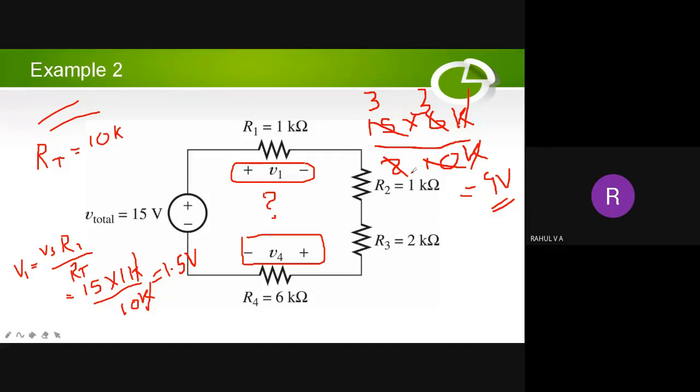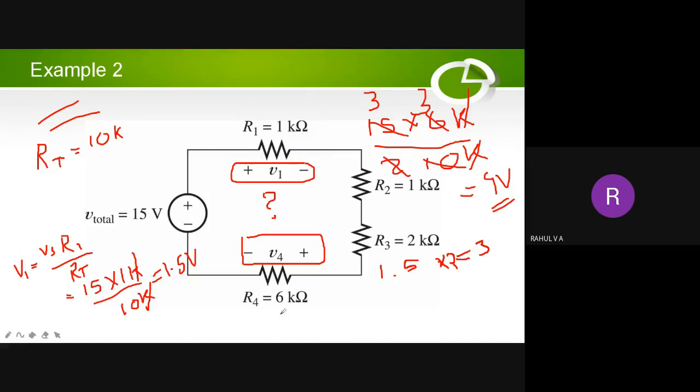And voltage drop across R3, it is actually double the resistance is double the amount of R2. R2 ന്റെ നേരെ ഡബിൾ ആണ്. 1 കിലോ ഓമിന് പകരം 2 കിലോ ഓം. So it will be 1.5 into 2. So that is 3 volt. Now let us check whether whatever we got is correct or not. How to check it? Add the voltage drop across each resistor and find out what is the total voltage.